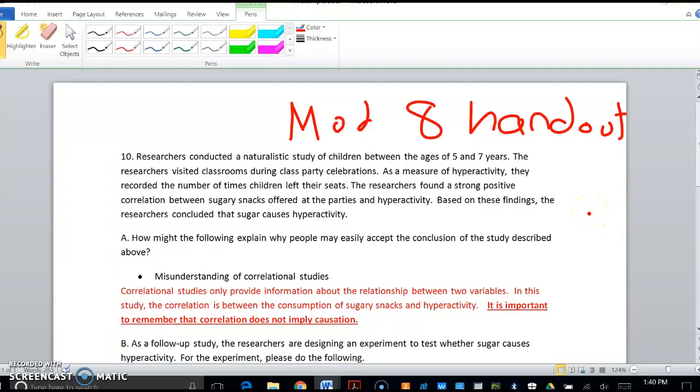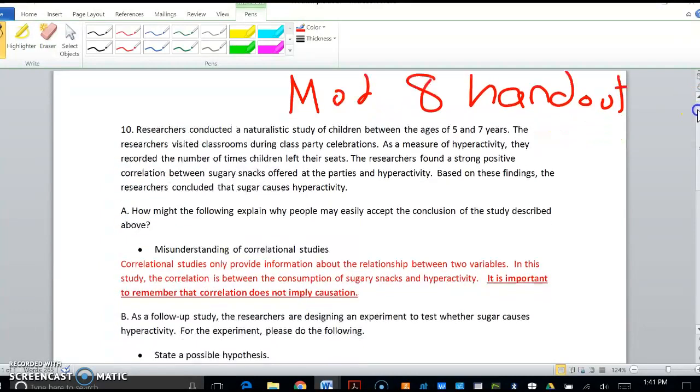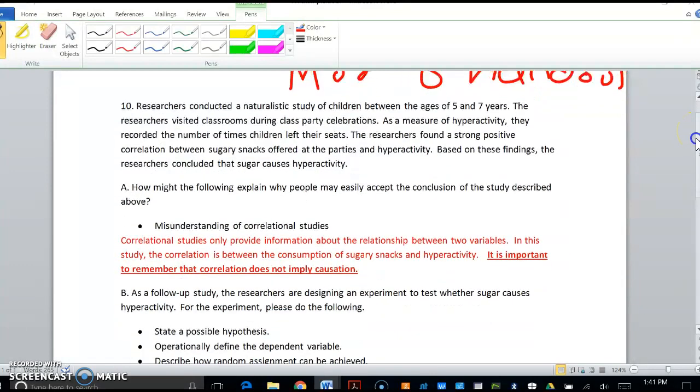Hello, and on this podcast, I'm going to take you through a free response question. If you look at your Module 8 handout from your in-class handout, it's both on Schoology and you received a hard copy. There are some free response questions. I'm going to take you through question number 10, which is an actual question from a recent AP exam. So I want to bring you through how to answer these questions.